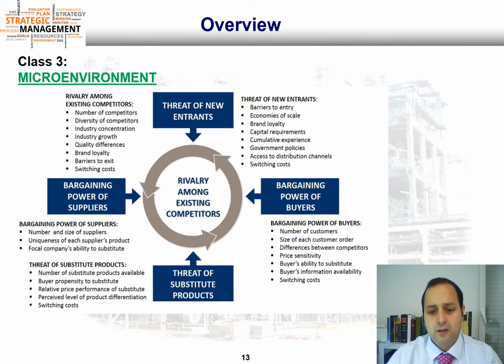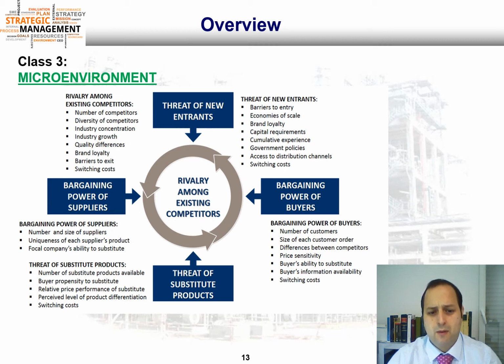Here you have a picture of Michael Porter's five forces analysis, which analyzes the five sources of competitive pressure, and depending on those forces, the rivalry among existing competitors shall differ. The competition within the industries shall differ. Those forces are the threat of new entrants, which depends on the barriers to entry, economies of scale, the brand loyalty, etc.